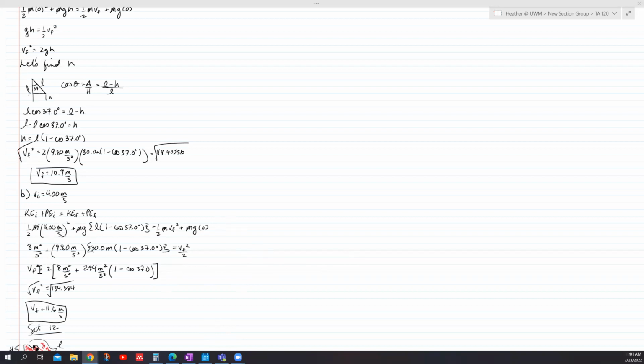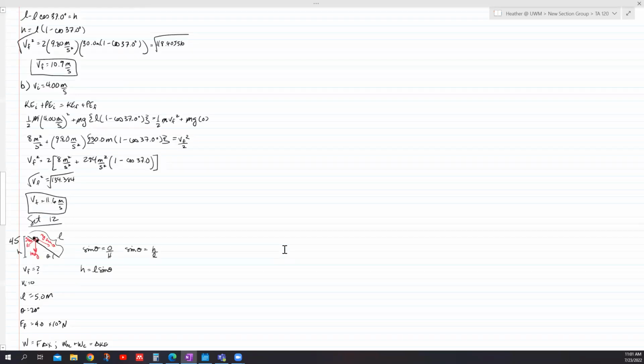I am entering in here all of the knowns, and we end up with VF squared equals 2 times (8 plus 294) times (1 minus cosine of 37). Plugging it into your calculator, you get 134.384. Taking the square root of that, we get a final velocity of 11.6 meters per second if he gives himself a push off of 4 meters per second.